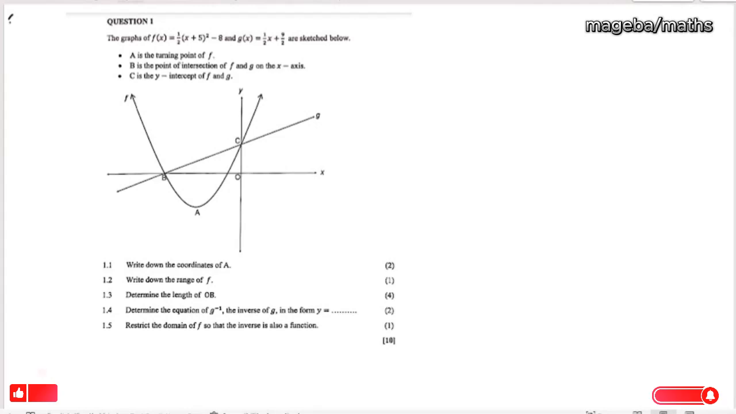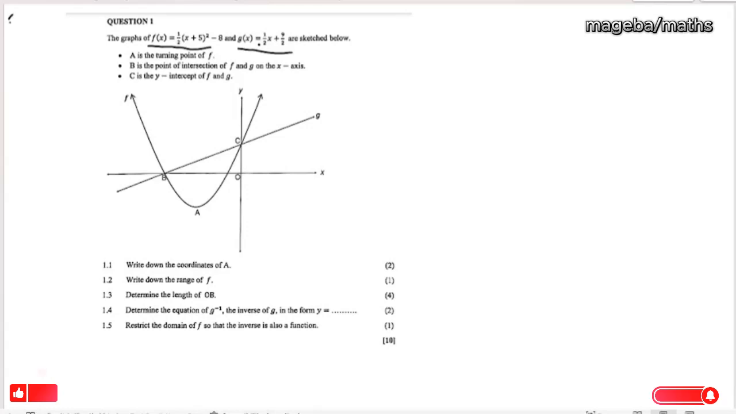Today we'll be doing this revision for grade 12 where we are doing functions. As you see in this video, or the question that we are having here, we have a function of a parabola in this form, and also a straight line in this form, which is a straight line with a positive gradient.